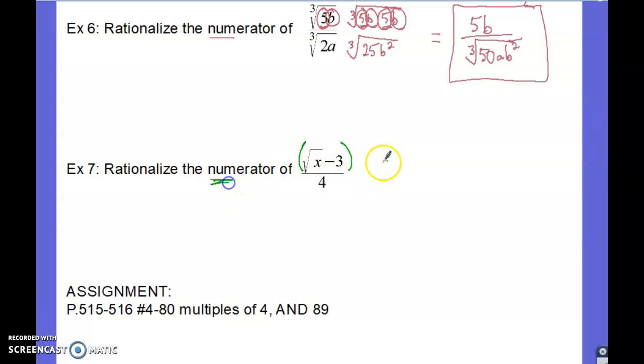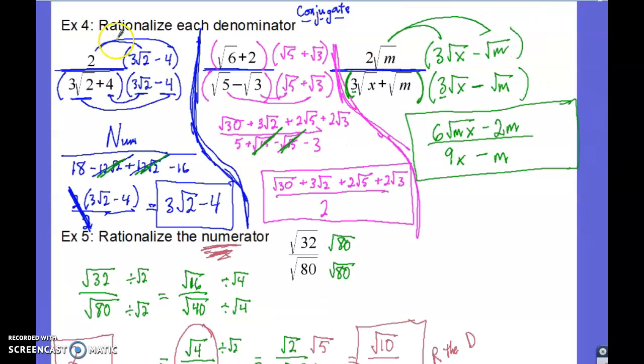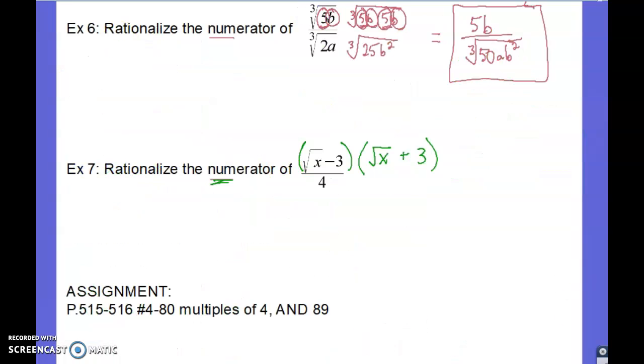Since we're rationalizing the numerator, just like in exercise 4, you leave things alone, but then you change the sign from minus to plus. But notice I'm doing that with the numerator because I'm rationalizing the numerator, whereas in exercise 4, I was rationalizing the denominator, so I was looking at the denominator and switching each of those. So whatever I do to the top, I also have to do to the bottom.